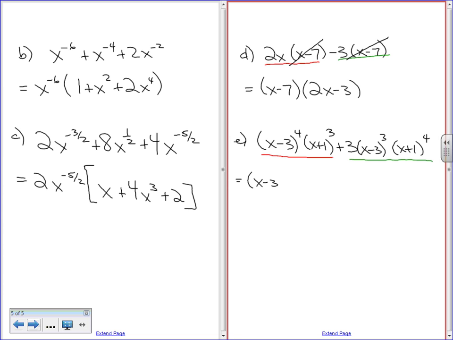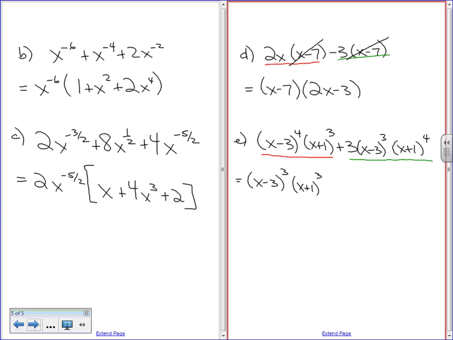So x minus 3, and just like we learned over here, you take out the smallest exponent. This has 4, this has 3. I have to take out the smallest one. And what else? Right, x plus 1 cubed. Does that make sense? Okay. So now I'm going to write down what's left after I've common factored out these two brackets.